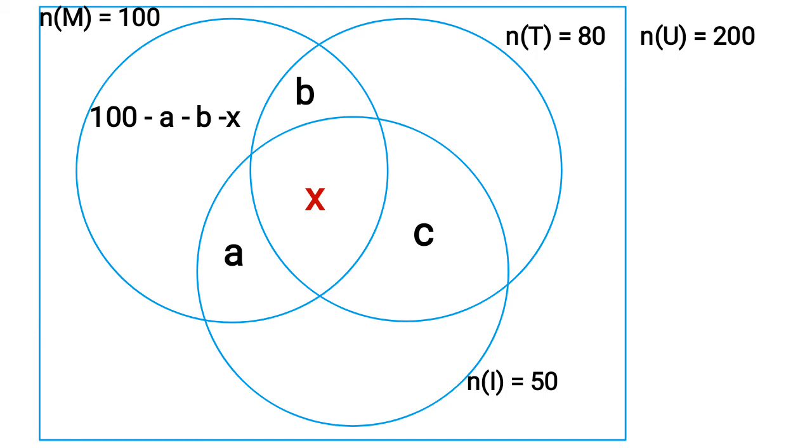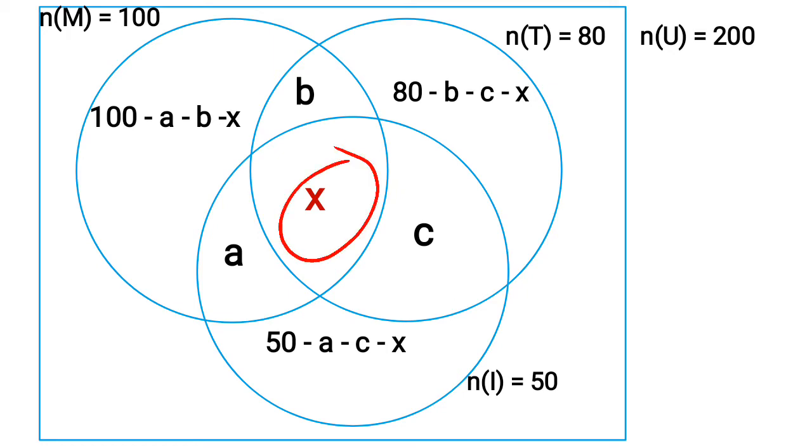Only T is going to be 80 minus B minus C minus X. Right. And then injury, predict it. Exactly, you got it right. That is going to be 50 minus A minus C minus X. Whichever way you arrange it, X can come before C or A, but it's advisable you arrange it in alphabetical order. Okay, so now this is our complete Venn diagram. Now what is left is to find our X.